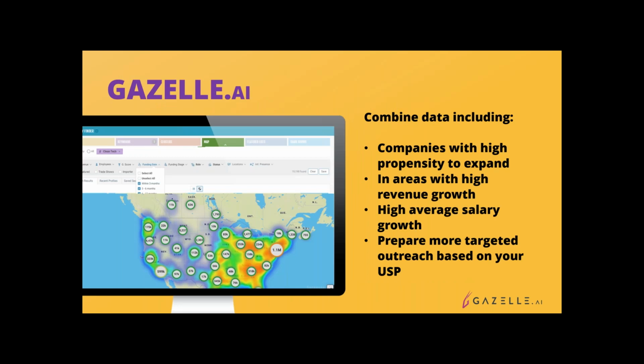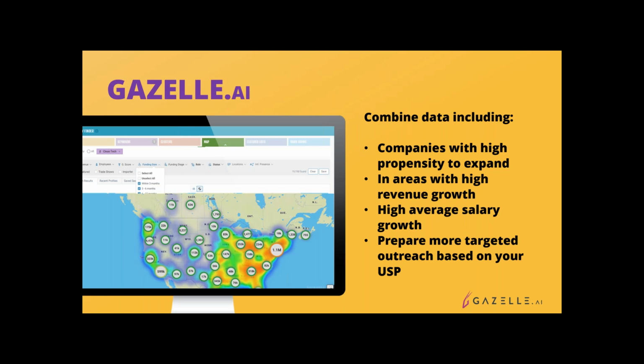And one of the main things that we started to do was to try and start layering data. So we started to take a look at companies with a high propensity to expand. So we score companies based on their likelihood to grow. We then started taking a look at areas with high revenue growth to see if not only was the company likely to grow from an AI perspective, but were companies in that area also experiencing high levels of revenue growth relative to the rest of, let's say, the US, which is the map that we're looking at right now.